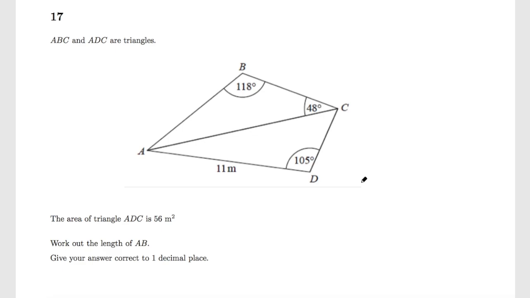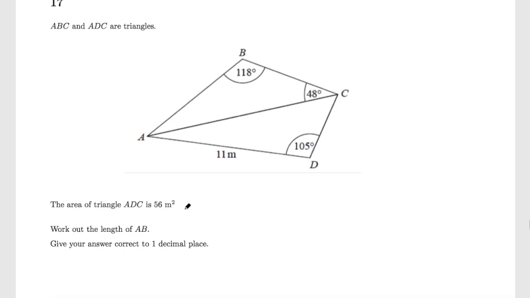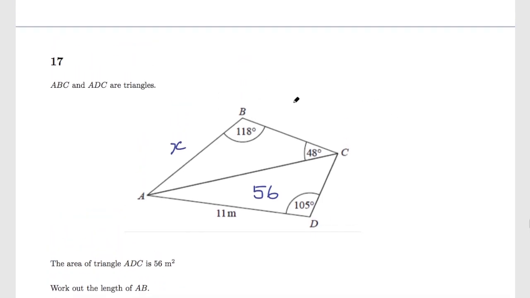Question 17 says ABC and ADC are triangles. The area of triangle ADC is 56 meters squared. Work out the length of AB. Give your answer correct to 1 decimal place. Okay, so we need the length of AB, and we are given the area of ADC as 56 meters squared. Okay, turns out there are 3 formulas we need for this question.